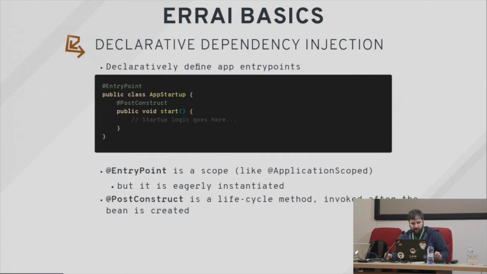So you can declare startup logic using the entry point scope. The entry point annotation is a scope like the application scope from my first slide, that is a singleton type. But unlike the application scope, entry points are created immediately when your application starts. The post construct method here is a lifecycle method that the container will invoke as soon as a bean has been created. So you can use this combination of a post construct on an entry point to add startup logic for your app.